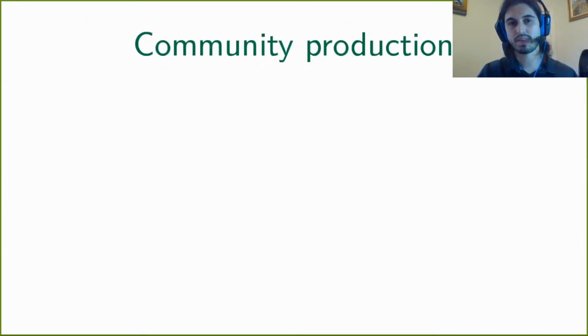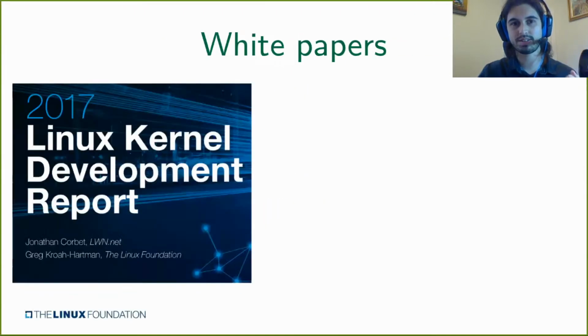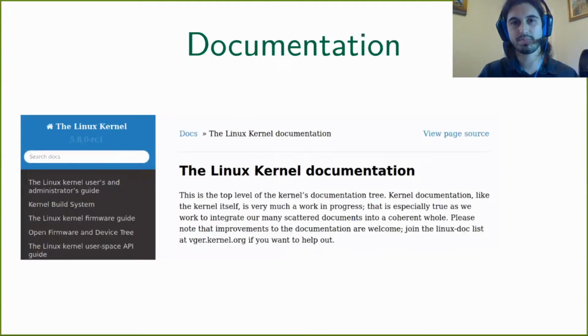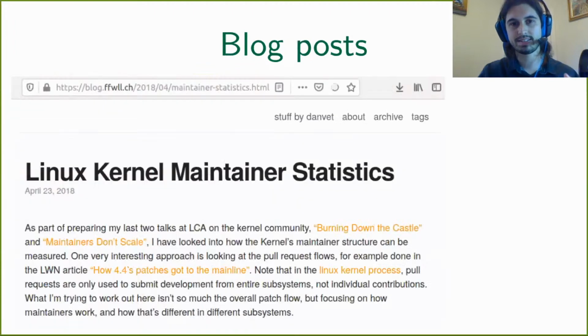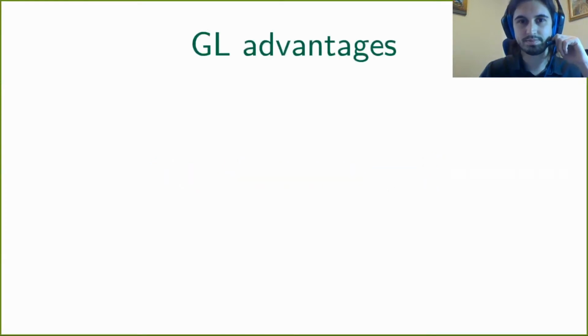Open source communities produce diverse types of artifacts, such as technical reports, white papers, documentation, magazines, and blog posts. This kind of information, not controlled by commercial publishers, is known as gray literature, GL. Using GL for software engineering research has advantages of its own.